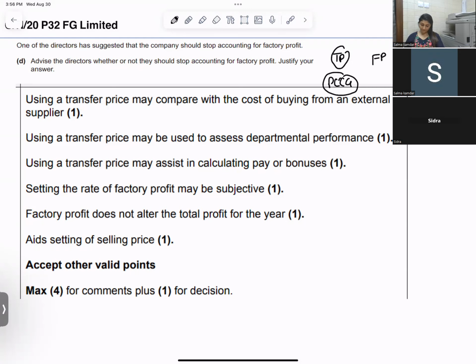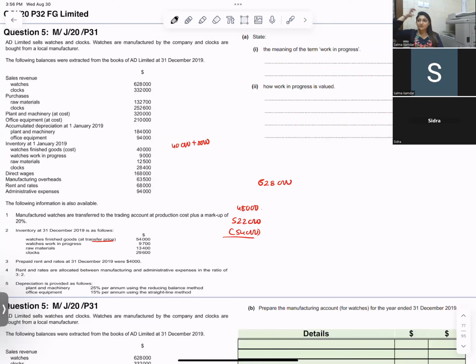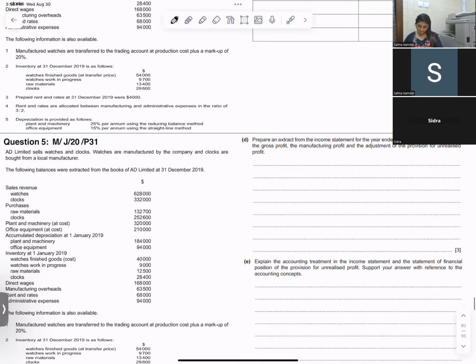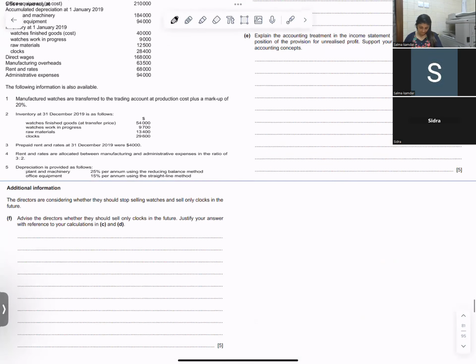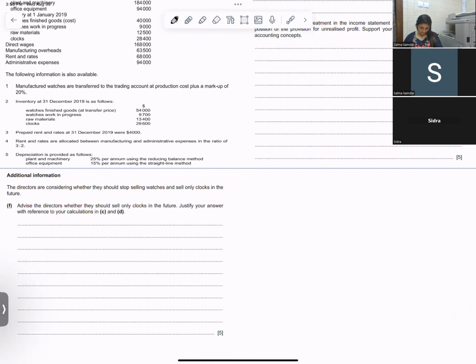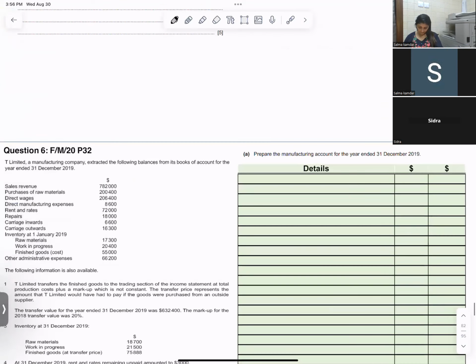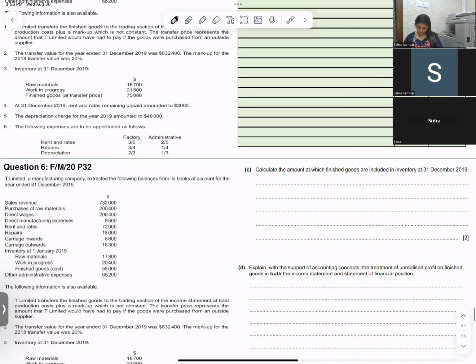Okay. Can you explain to me the meaning of the term work in progress? Work in progress are basically goods that are half completed, or still need to be completed or manufactured.